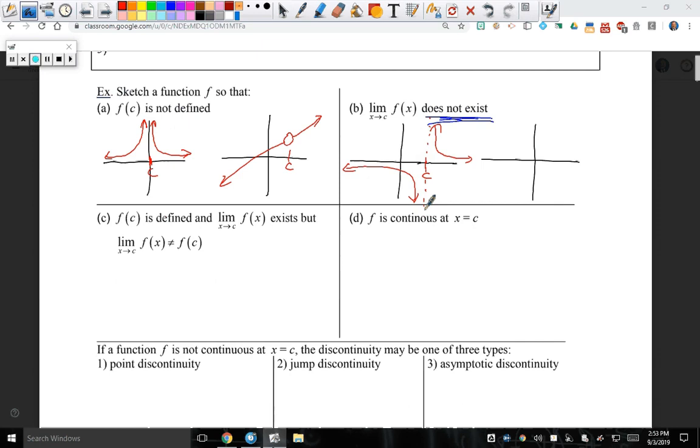Arjun, what's another one that we can do? Two one-sided jumps. A jump discontinuity? So you're saying like, here's c, like we were doing some of those that look like this? Okay, perfect. There's another example of a function where the limit does not exist.